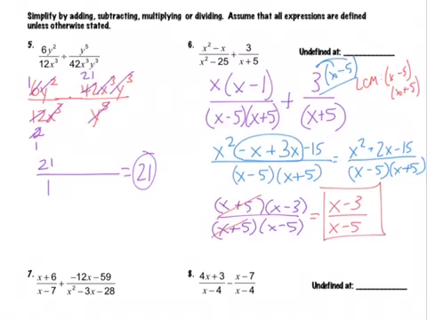That is my answer. Now where it's undefined, I go back to my original, and I have this one, and this one, and this one, but I don't write it twice. So I have 5 and negative 5.